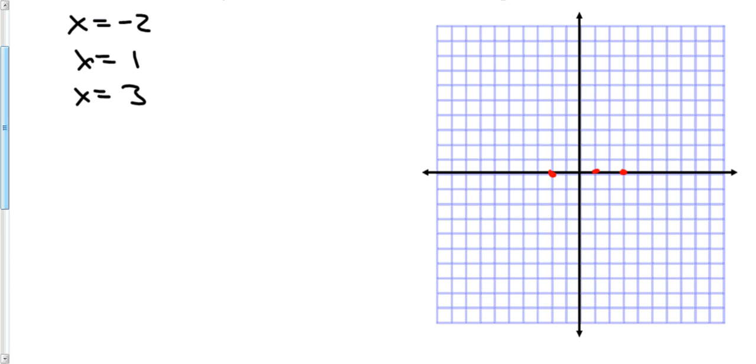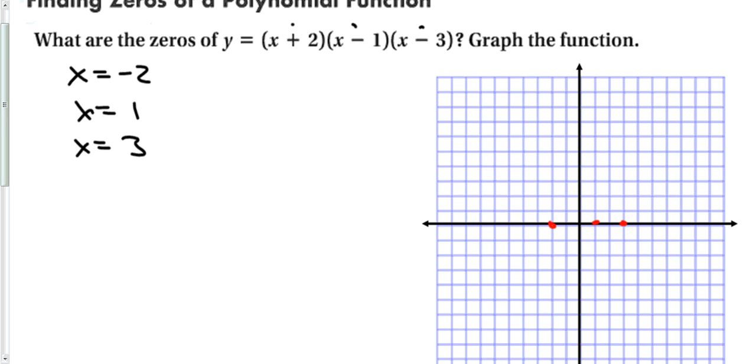Well, not really enough information yet to graph this function, so I'm going to need some more points. So in order to get some of these points, let's make a table. Okay, I already know that at -2, 1, and 3, my function is going to be equal to 0 because that's what it means to be a zero of the function. So let's try a couple more.